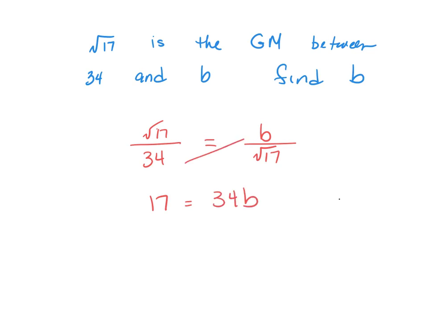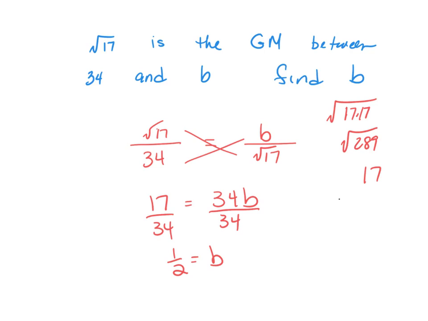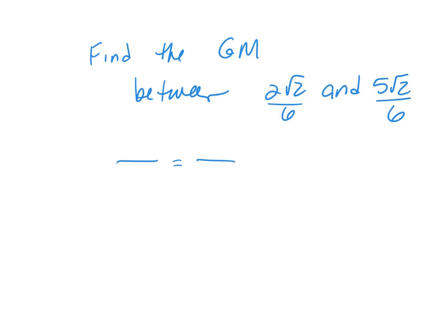Does everybody understand how I got that by cross multiplying? So we cross multiply, we have 17 equals 34b, then divide by 34, and b equals 1/2, because 17 over 34 reduces to 1/2. They want us to find the geometric mean.